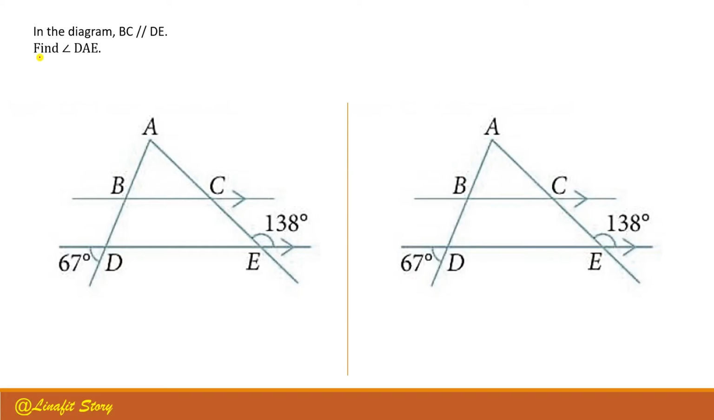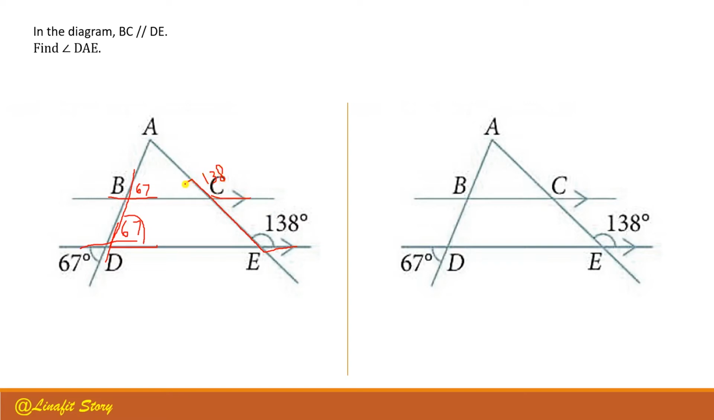In the diagram, BC is parallel to DE. Find angle DAE. There are two methods to solve this question. So here, this is the vertically opposite angle. Vertically opposite angles are equal. So this is 67 also. And then look, there is letter F. F shapes are equal. This is 67. So CDA is also 67. And then there is another F shape. This is 138. So this is also 138 degrees.